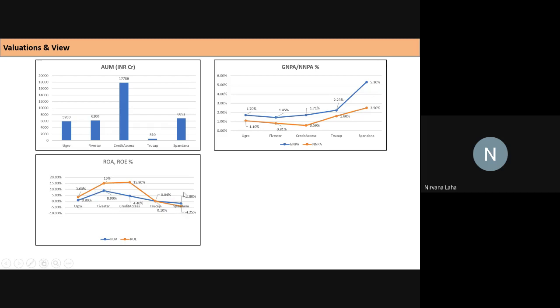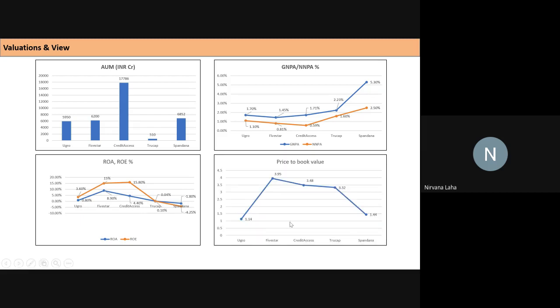But TrueCap and Spandana have really poor numbers. Spandana actually has a loss this year. They are going to come out of this, but anyway, these two numbers are not very good. But Five Star and Credit Access is where UGRO can be if they execute properly in the next couple of years as per their targets.